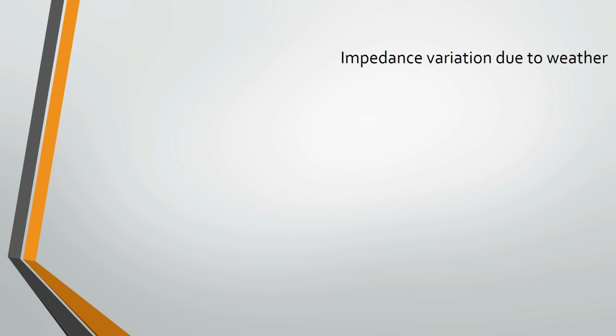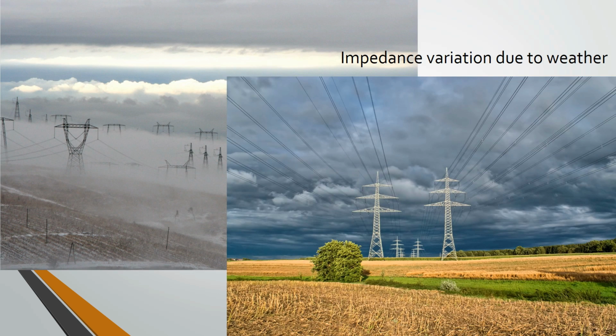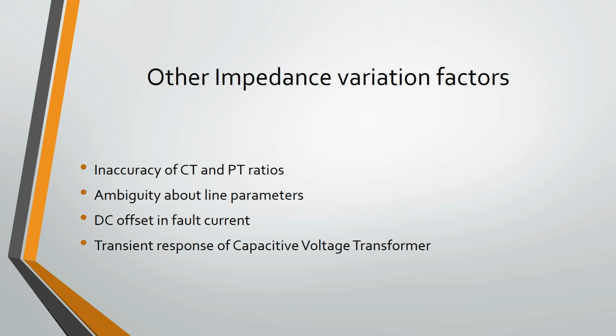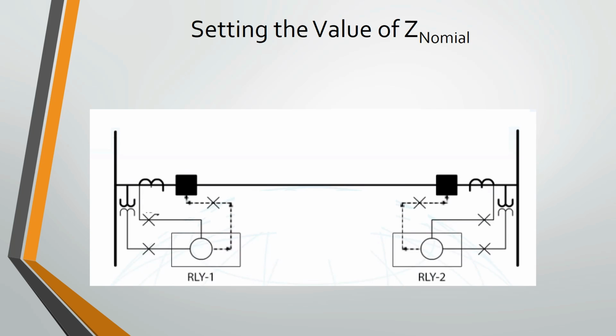This is because we have to consider the variation in impedance of the line with changing factors. Let's consider the weather. A transmission line is not always under constant weather conditions like humidity, cloudy weather, and warm or sunny weather. Other impedance variation factors are inaccuracy of CT and PT ratios, ambiguity about line parameters, DC offset in fault current which changes the impedance with its own existence, and transient response of capacitive voltage transformer. For more details, you can Google this.